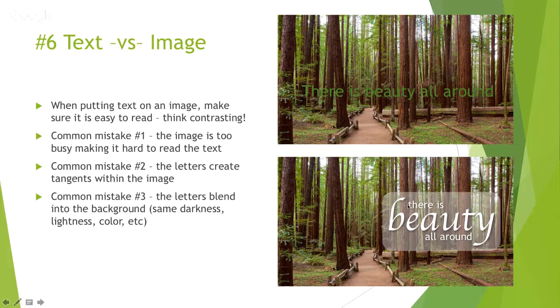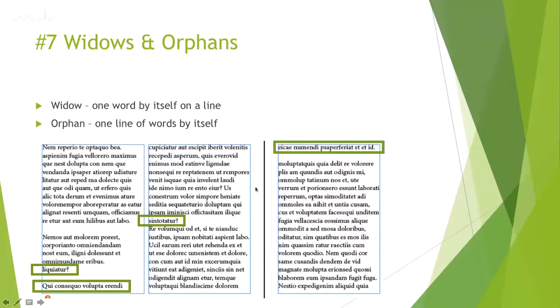You can see that the T and the E are aligned and the T and the D are aligned. It's a beautiful thing. Number 7, widows and orphans. Widows is one word by itself on the line.